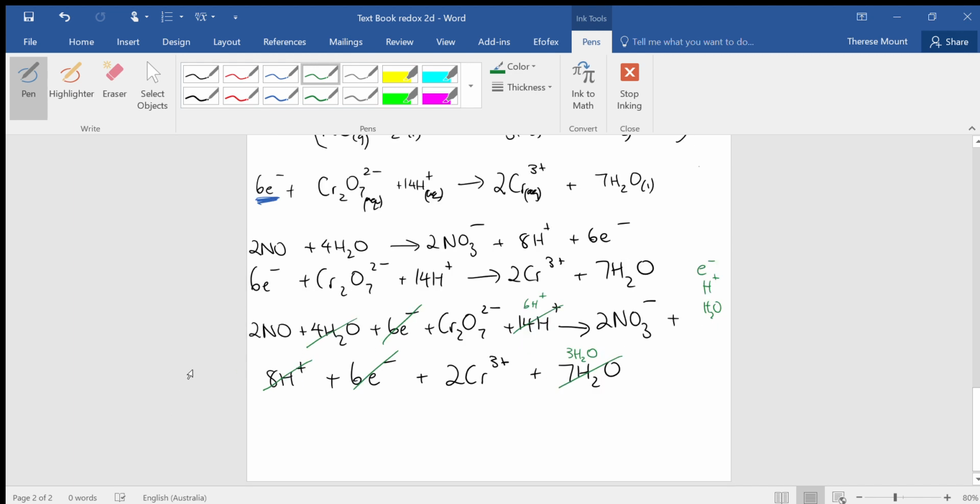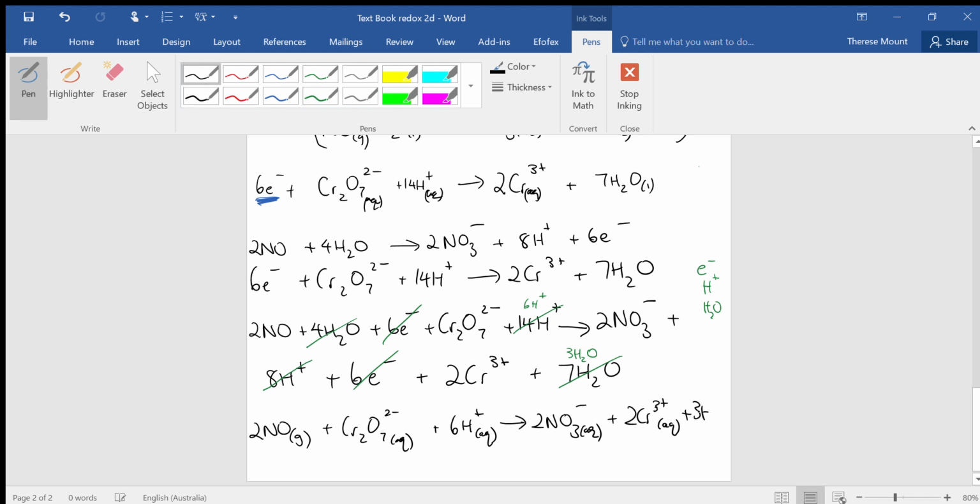And that's everything. So now I can rewrite my equation. So 2NO, that was a gas, plus Cr2O7 2 minus, and that's aqueous, plus 6 hydrogens there, aqueous, arrow, 2NO3 minus aqueous, plus the 2 chromium ions, aqueous, and the 3 waters, liquid. And that's the fully balanced redox equation.